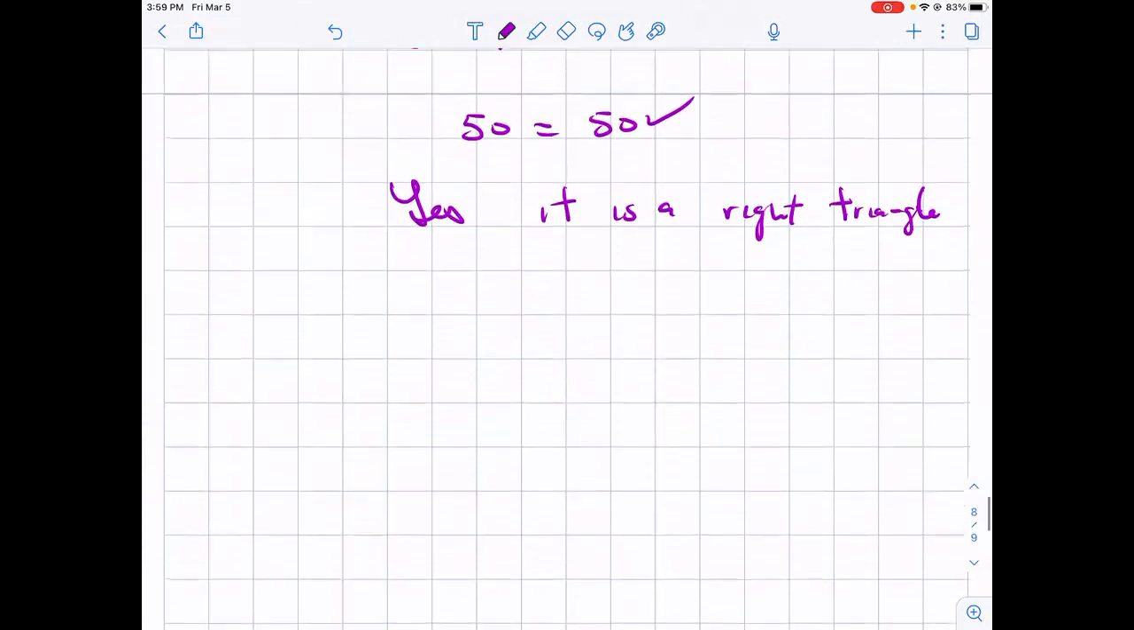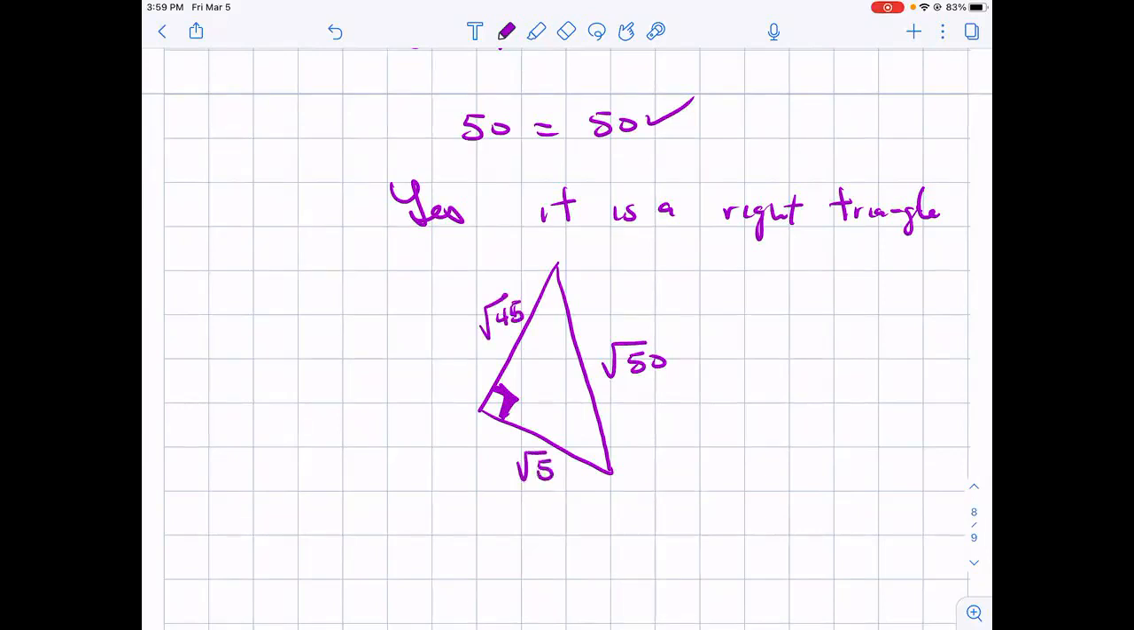Okay, that means that this point here, okay, is the right angle. Because this is square root of 50, this is the square root of 45, and this is the square root of 5. So here is my right angle. Okay. So we can use these formulas to help us justify things. Okay.